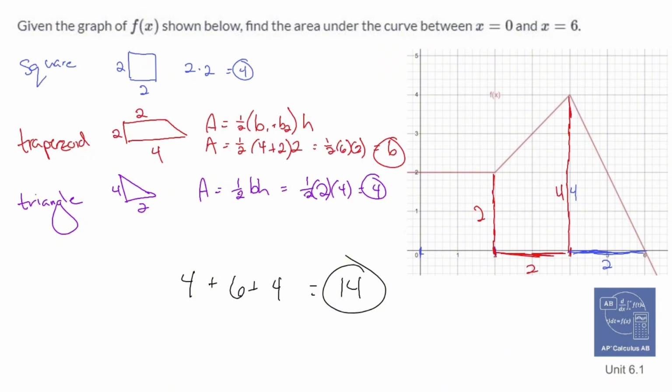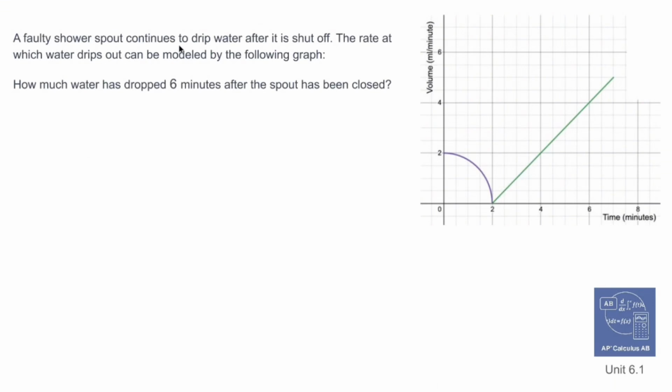Fun, fun, fun. A faulty shower spout continues to drip water after it's shut off. My goodness. The rate at which the water drips out can be modeled by the following graph here. Now, this is the rate. The time and the volume, I guess that's milliliters per minute. How much water has dripped 6 minutes after the spout has been closed? Well, in order to do that, you are finding the area under the curve. And we care about 6 minutes. So I'm going to find the area of that quarter circle right there. And I'm going to find the area of what appears to be this triangle right here.